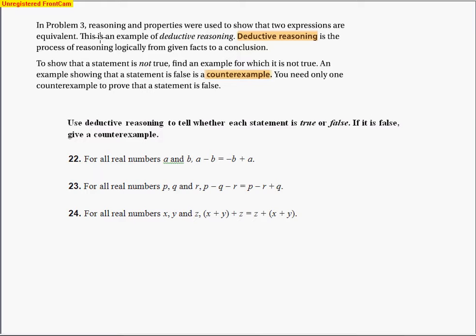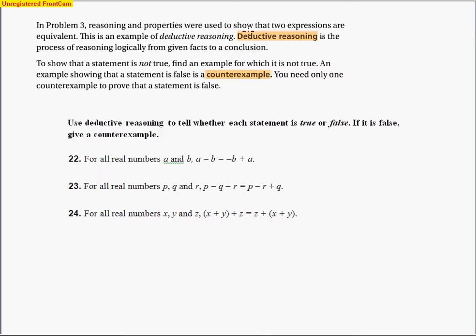And here it says, in problem number 3, and that was above, you just don't see it here. Reasoning and properties were used to show that two expressions are equivalent. This example is deductive reasoning. So deductive reasoning is the process of reasoning logically from given facts to a conclusion. So when we have given facts, we work our way to a conclusion. That's deductive reasoning. Where inductive reasoning is when we kind of experiment to be able to figure it out.